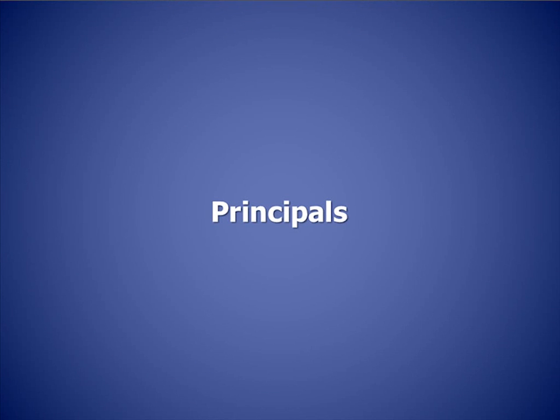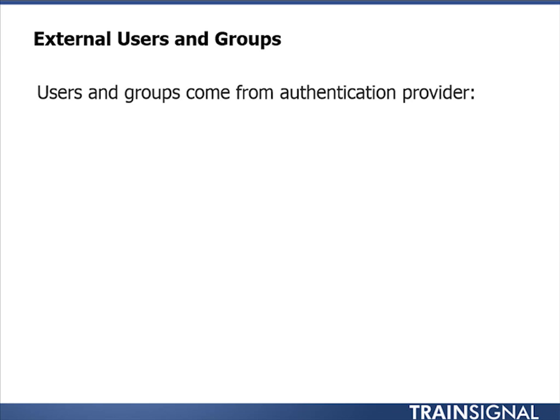Principals. Principals are our users and groups that we're going to be granting our permissions from. Now, users and groups can come from outside of SharePoint, and they'll come from the authentication provider. And this could basically be from anywhere. This could be from Active Directory, this could be from forms-based authentication, this could be some OAuth custom implementation that we're going to be getting our users and our groups from.